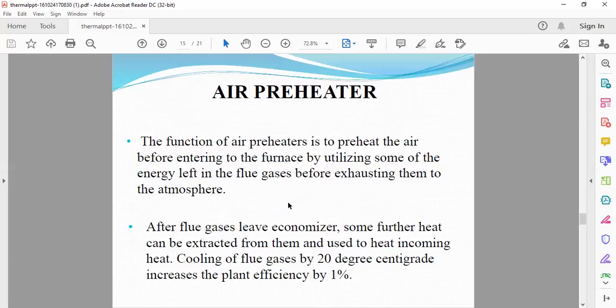After the flue gases leave the economizer, some further heat can be extracted from them and used to heat the incoming air. So the incoming air temperature can also be increased by using the economizer output. Cooling the flue gases by 20 degrees centigrade increases the plant efficiency by 1%.